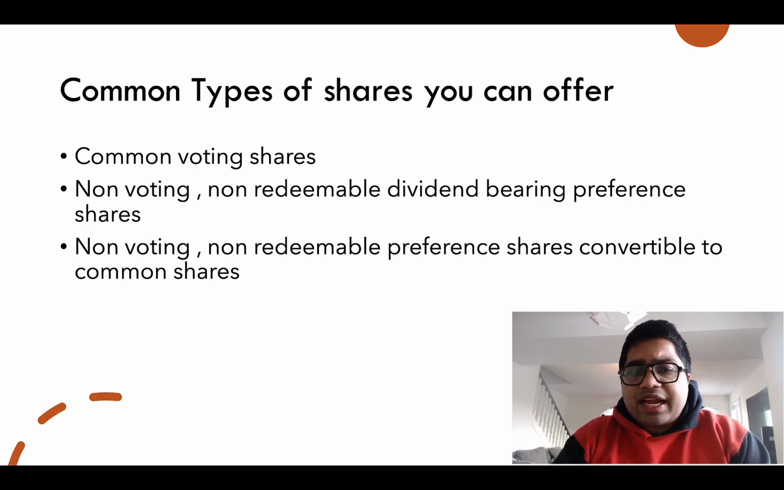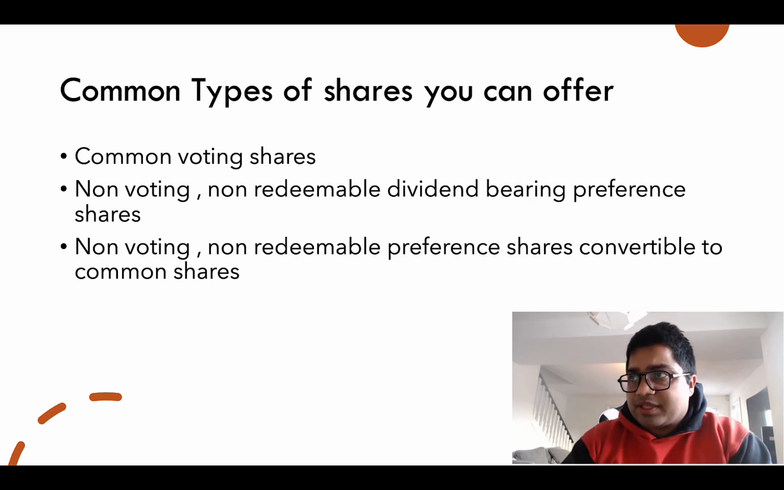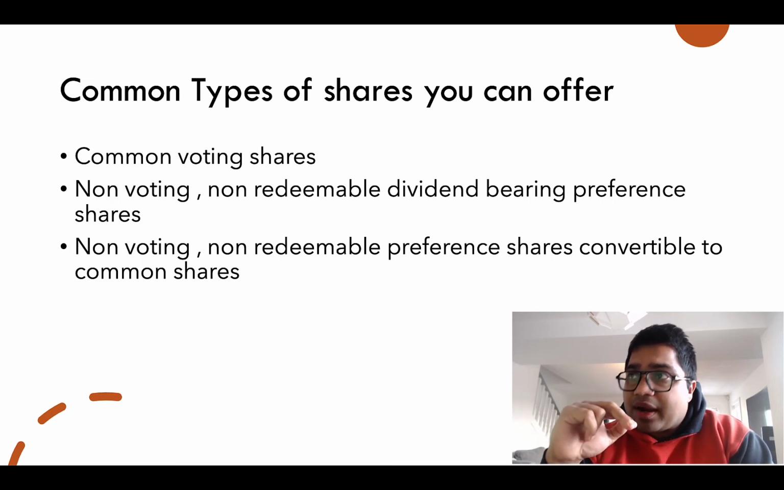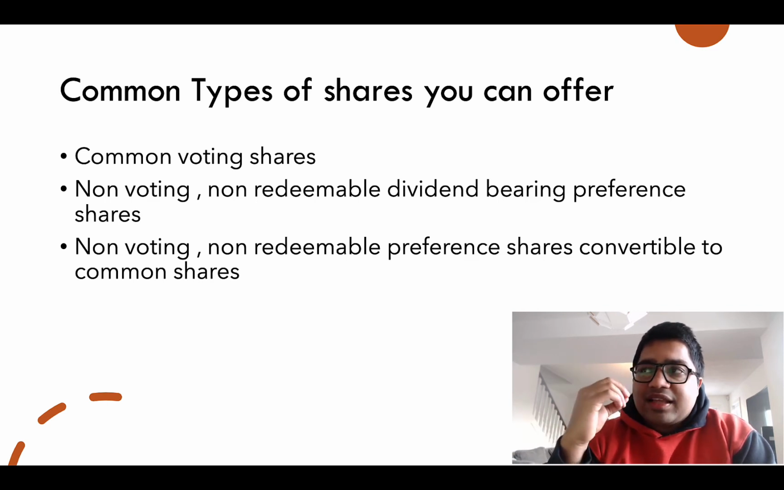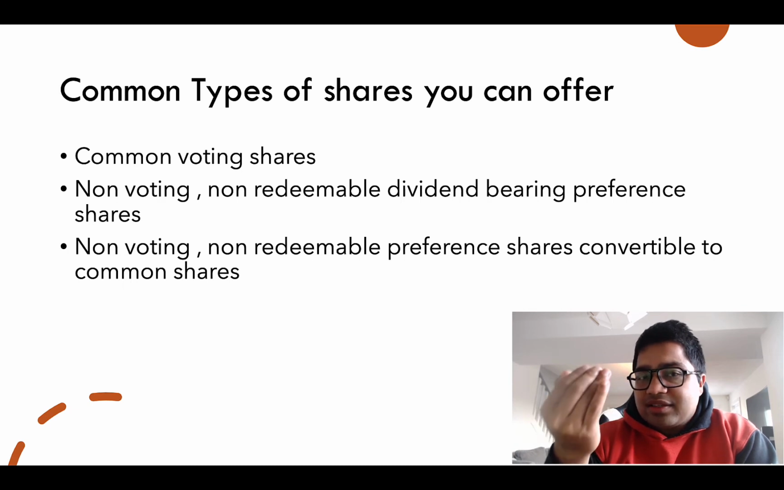Now, which kind of shares can you offer? You can offer common voting shares. Common voting shares means each share has a voting right as well as ownership in the business. Voting right means the people who get common voting shares participate in the decisions of the business. They participate in the process of appointing directors. If there is a merger or acquisition of your business, they participate in those decisions too.